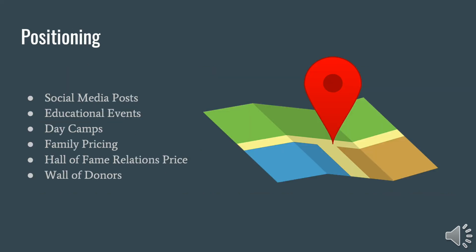Positioning refers to how you're going to attract your new audience using marketing. For the younger generation, we're going to use social media posts. For the families of those younger members, we're going to do educational events and day camps that will entice parents to bring their children, as well as family pricing. And for the older folks, we're going to do Hall of Fame relations prices if you're related to anybody that's in the Hall of Fame, and then a wall of donors for anyone that would like to donate money to help keep the museum going.